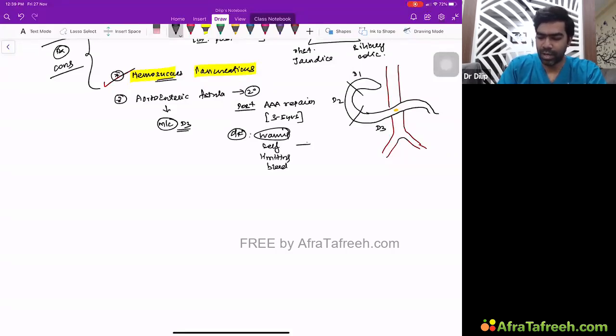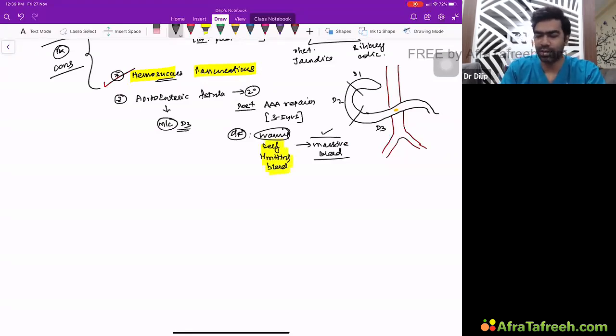Then it will be followed by a massive bleed, exsanguinating bleeding. If you pick it up during this time itself, it's not a problem at all. You might save a lot of patients, but once they develop that massive bleed, most of them will be hemodynamically unstable, and it's very difficult to find out. Usual diagnosis is based on CT contrast.